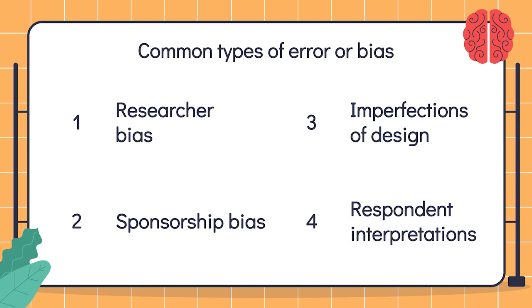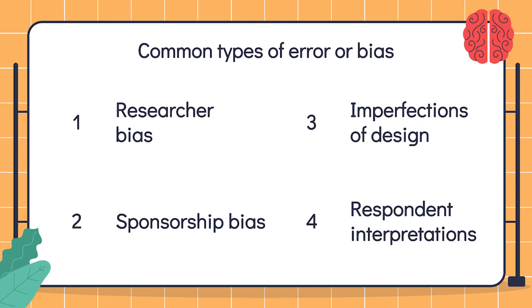3. Imperfections of design. Weaknesses in the design of the questionnaire can result in biased or inaccurate responses. Such imperfections include haphazard sequencing, inadequate instructions, and a failure to explain the purpose and scope of the study. 4. Respondent interpretations. As implied earlier, varying interpretations of the facts and key terms by the respondents also can result in inaccurate answers.